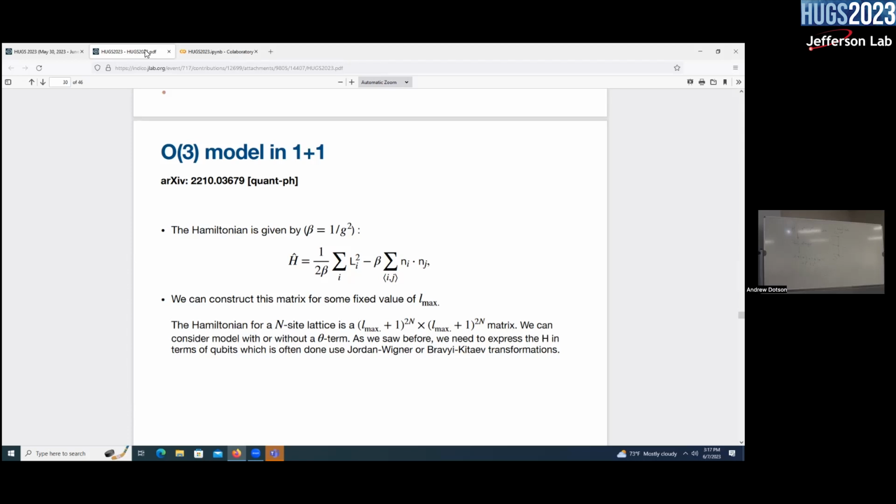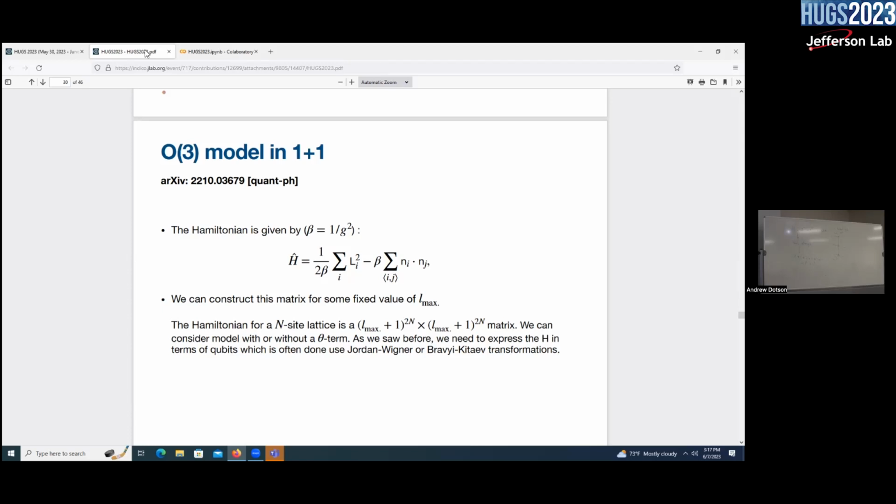So when I do angular momentum in quantum mechanics, the eigenvalue is proportional to L(L+1), right? But L can take any integer value, 0 through n. But that's a problem, right? Because if it takes infinite values, then how do I represent my Hamiltonian? Because the Hamiltonian is technically an infinite by infinite matrix. So you do some sort of truncation.